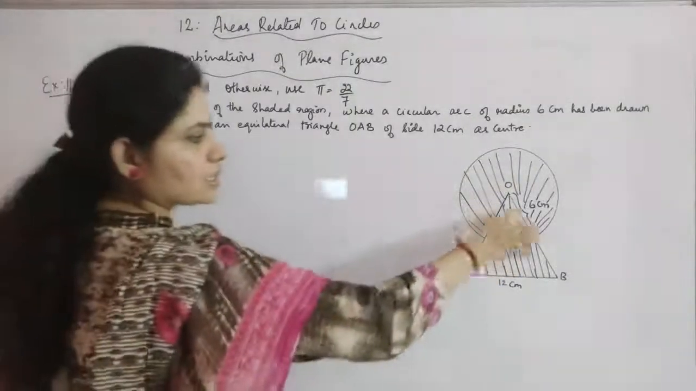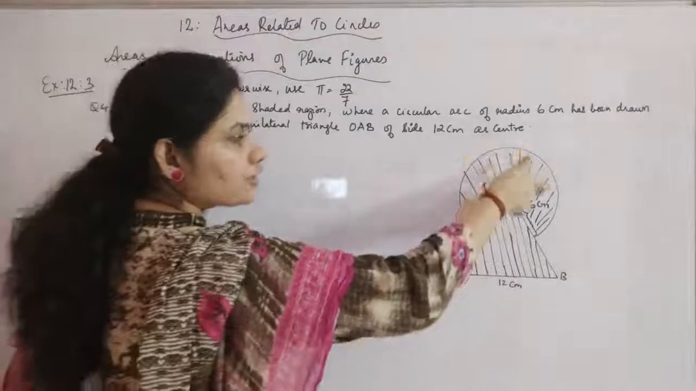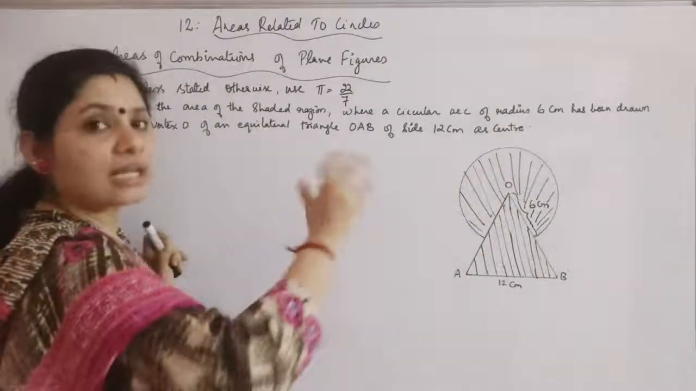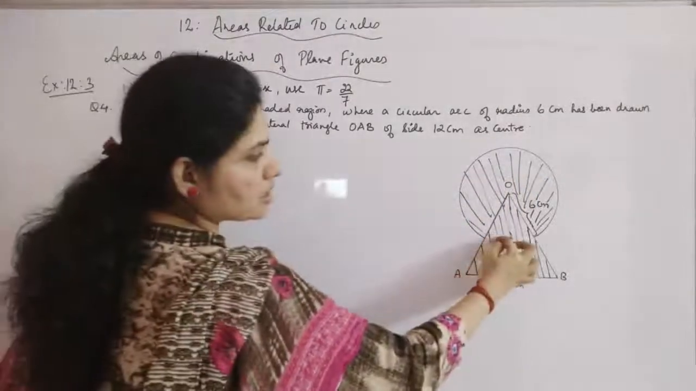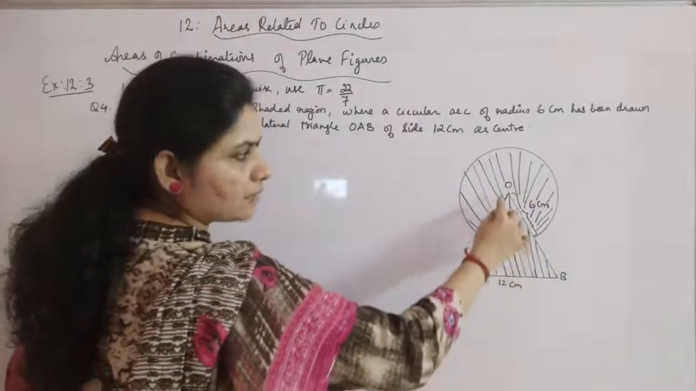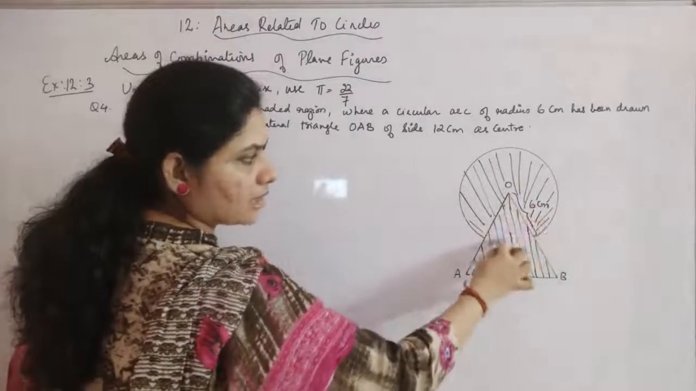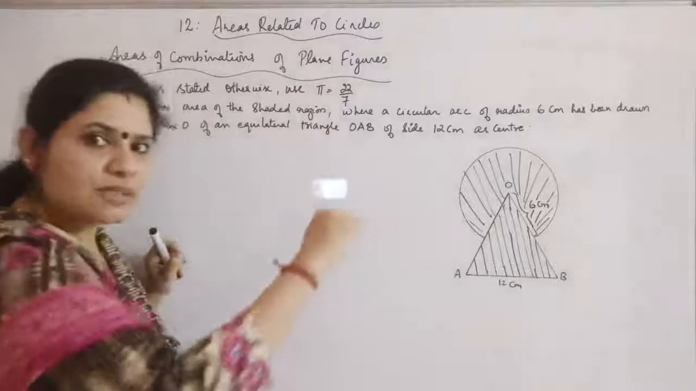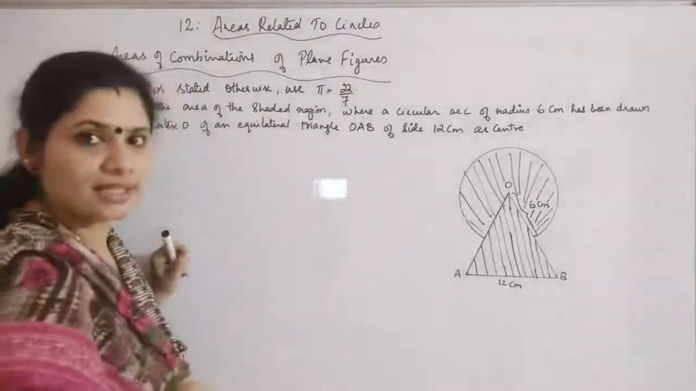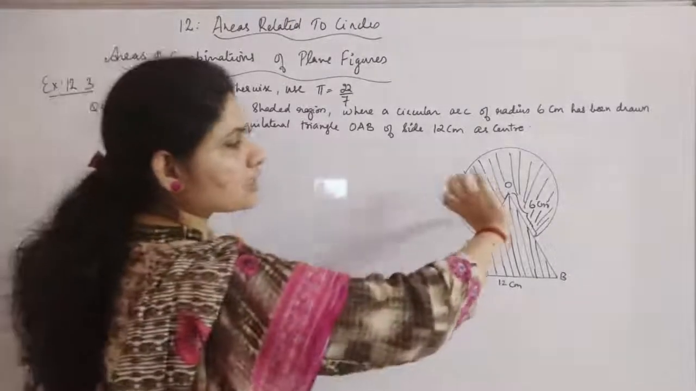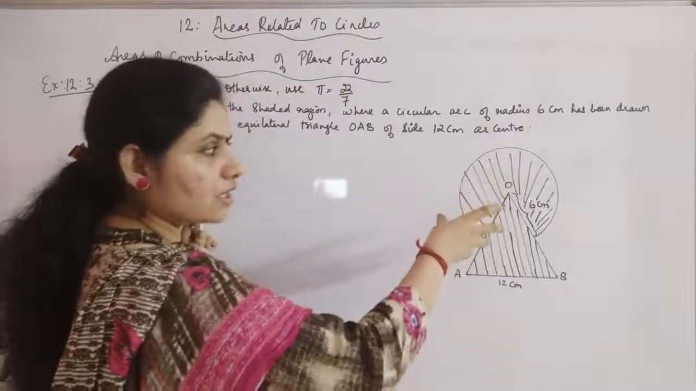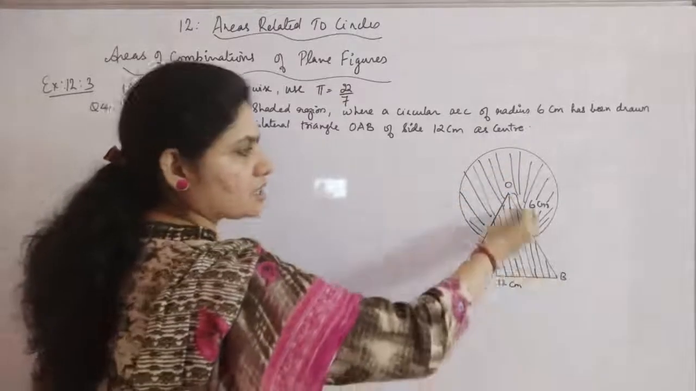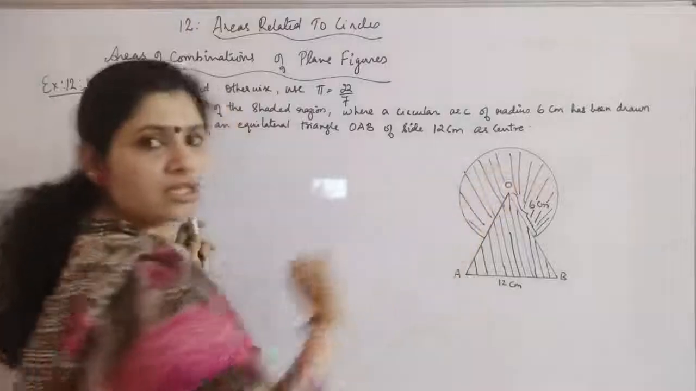You have an equilateral triangle together with a major portion of the circle. That means you can say major sector of the circle. When you consider this completely, this is the whole circle and this will act as a minor sector, right? So that minor sector has been deleted because it has been included in the triangle. So we will just take the area of the shaded region as area of the equilateral triangle plus area of the major sector.